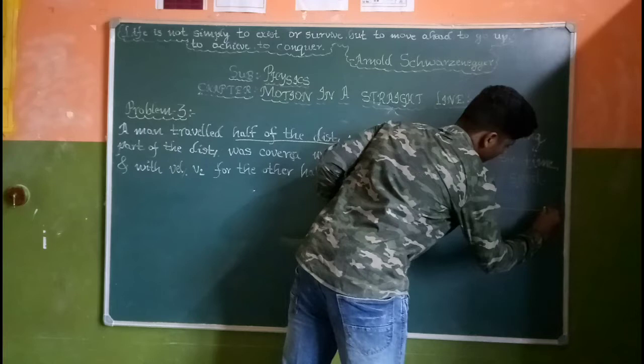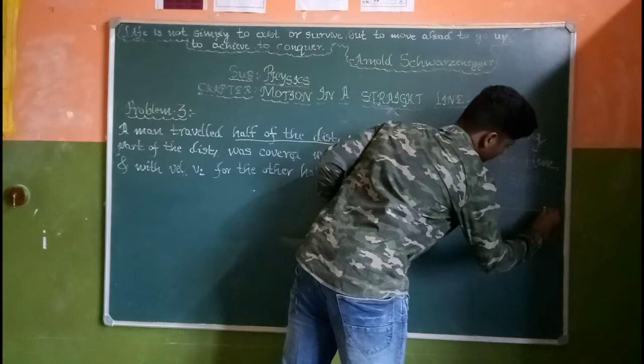Write down this figure. T1 is equal to S by V0. Why? Because V0 is equal to S by T1. So S by V0 plus T2, which we have to find. For that, we consider the points A, B, C, D. For the interval BC, V1 is equal to S1 by T by 2. That is, S1 is equal to V1 into T by 2.